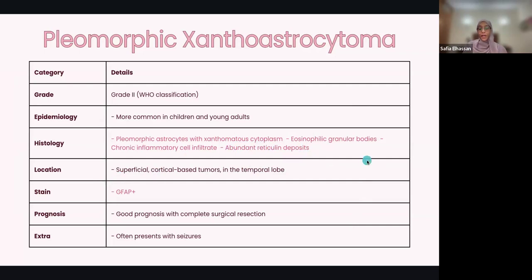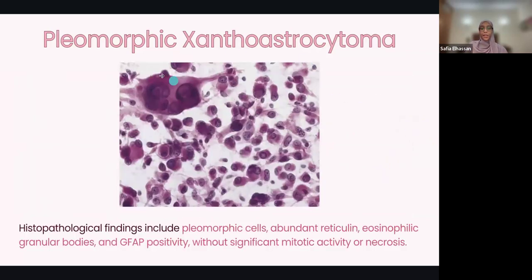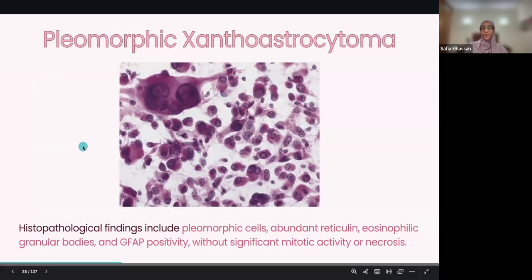So the location is, again, in the temporal lobe. It's positive for GFAP, and that's because it's a type of astrocytoma, and it has a good prognosis with complete surgical resection. Often presents with seizures because of its location. So this is what it looks like. This is the pleomorphic cell. It has abundant reticulin, which are these fibers that you can see here, GFAP positivity. And one thing that's very important for pleomorphic xanthoastrocytoma is that people sometimes think that it's a very high-grade tumor just because it has a very ugly shape or it looks very ugly.